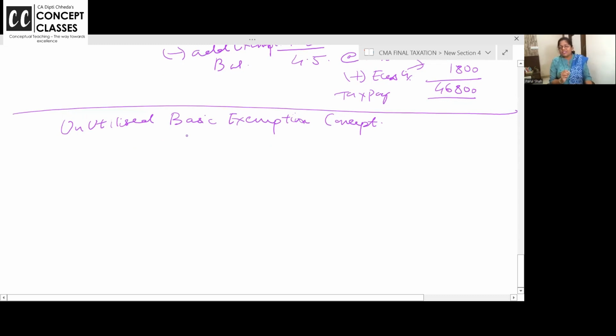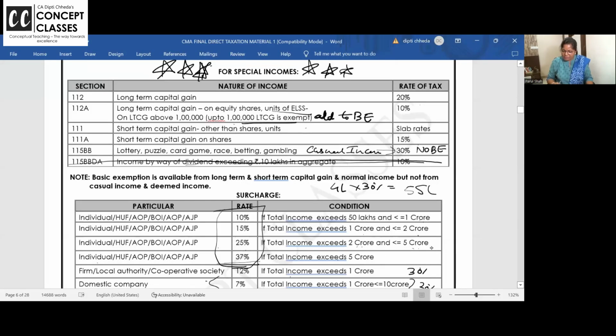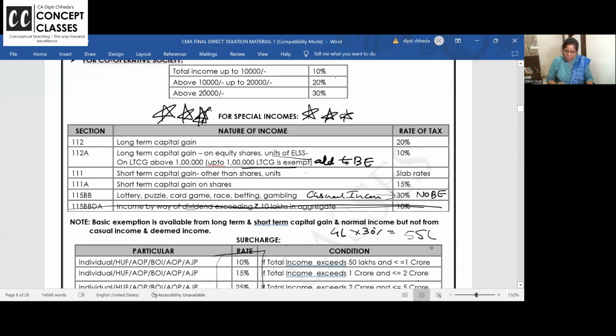Now, what is this, dear students? I told you before I start that one thing I want all of you to brush up with me is special income, special rates, which I did. In long-term capital gain and short-term capital gain, rates are special, but you get basic exemption here. In all this, you get basic exemption, but you don't get any basic exemption in casual income.